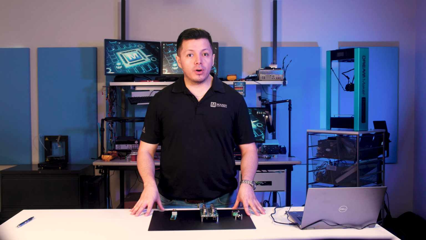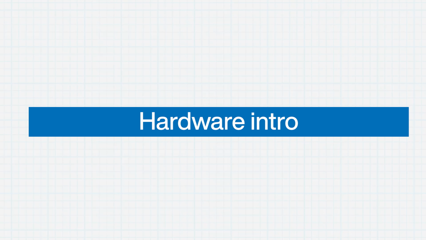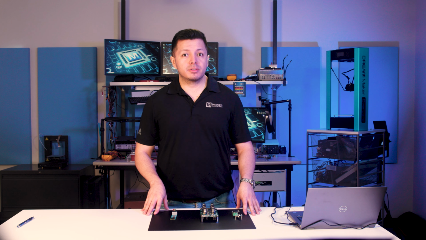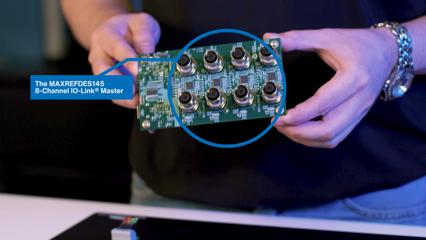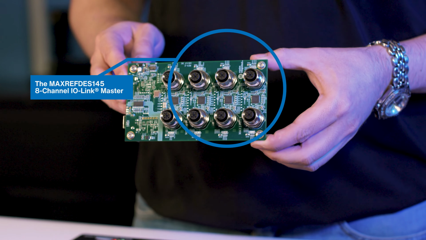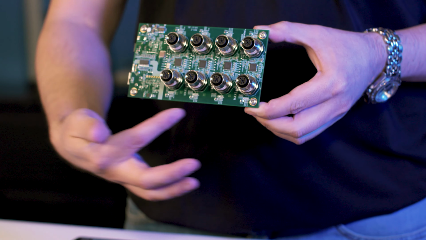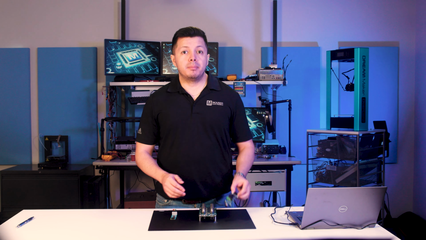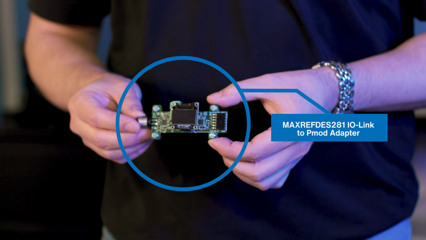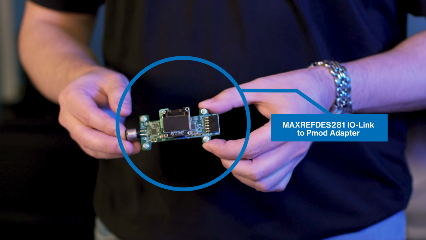Let's continue with a brief overview of the hardware and software we'll be using in this video. The key components for this project include the MaxRefDes145 8-channel IO-Link master, which facilitates communication between the IO-Link devices and the control systems, acting as the central hub to manage data flow and device interactions. The MaxRefDes281 is designed for minimal power consumption, space efficiency, and cost effectiveness, providing a complete solution for various sensors and actuators in industrial control applications.